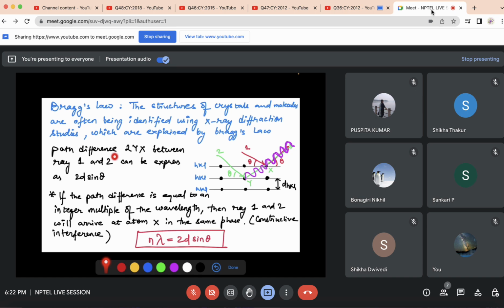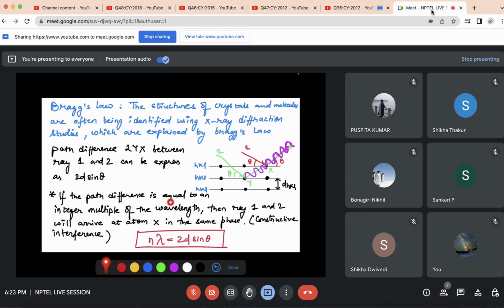So the path difference that you will see between ray 1 and ray 2 is yx. The distance yx is the path difference, and that is also twice. Okay. So 2yx is the path difference between ray 1 and ray 2, and it can be expressed as equal to 2d sine theta in terms of the sine angle. If you find it by putting some normal and then calculating, you get the 2yx distance as 2d sine theta.